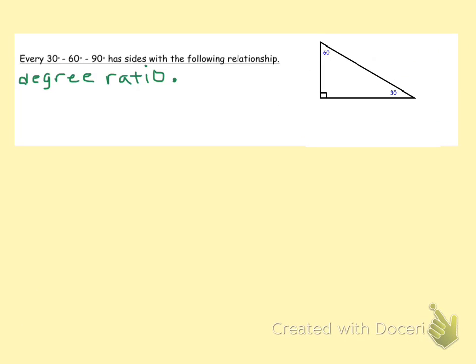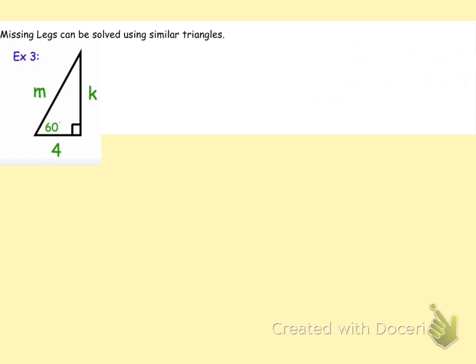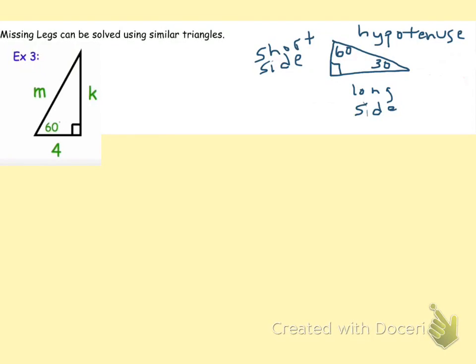In a 30, 60, 90 triangle, the angle ratios are 30 to 60 to 90 degrees. The side ratios are 1 to root 3 to 2. I'll show you what that means shortly. Look to the right of your screen.